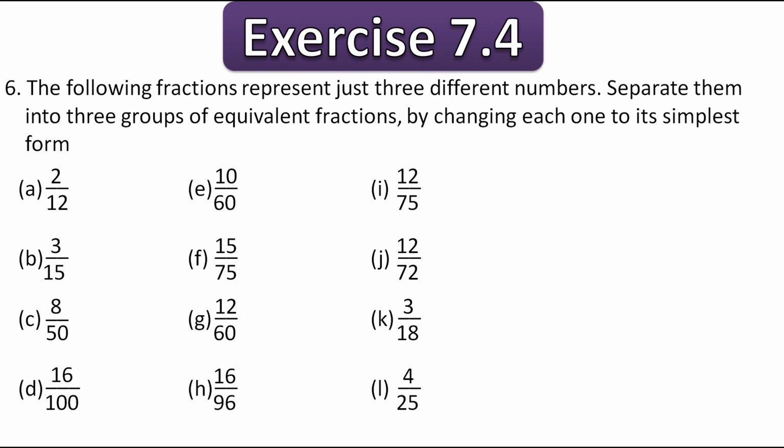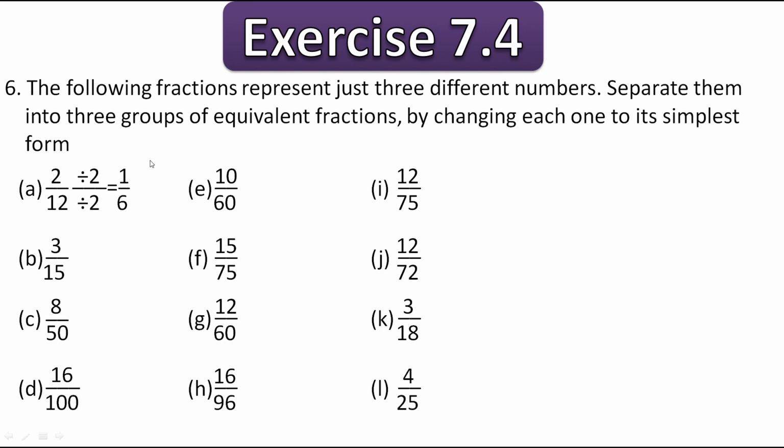Okay, so here the first fraction we will divide by 2 because both the numbers lie in the table of 2. So 2 ones are 2 and 2 6s are 12. Okay, further we can't divide them to get simplest form. This is the simplest form of the 2 upon 12.